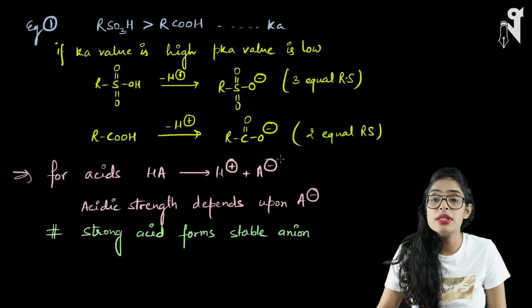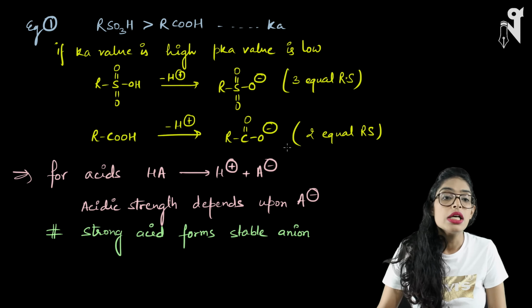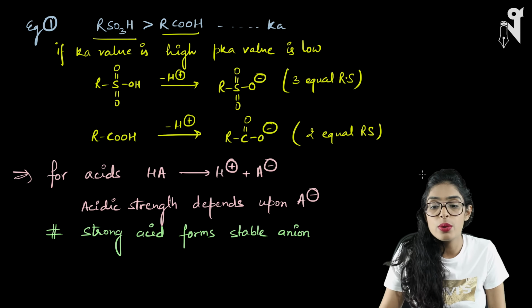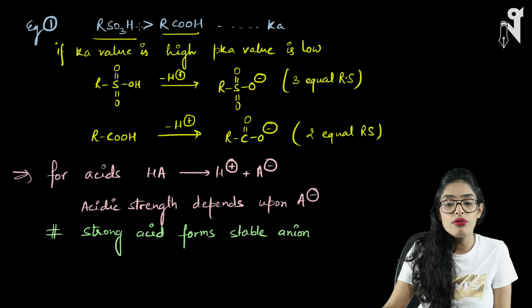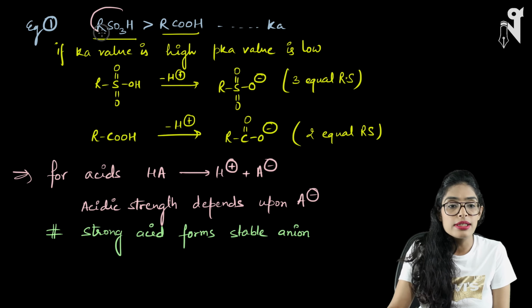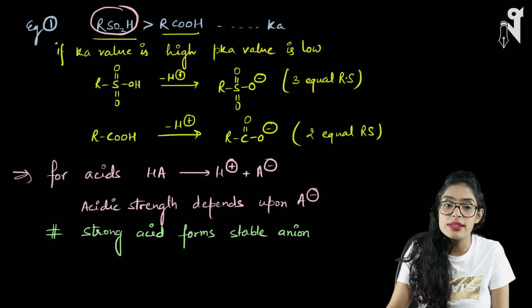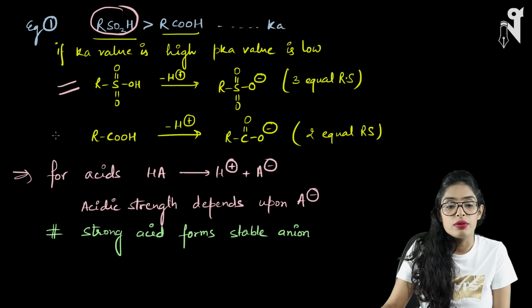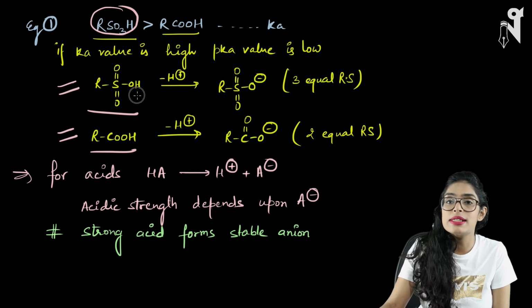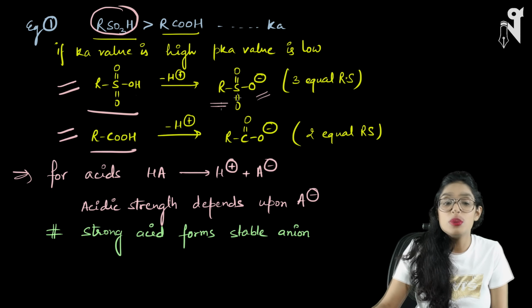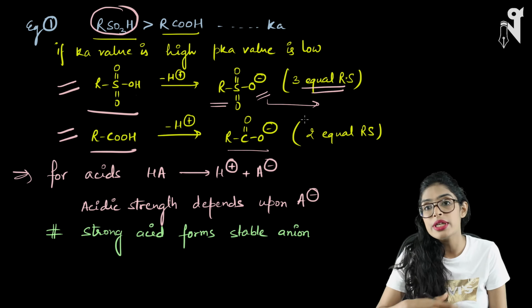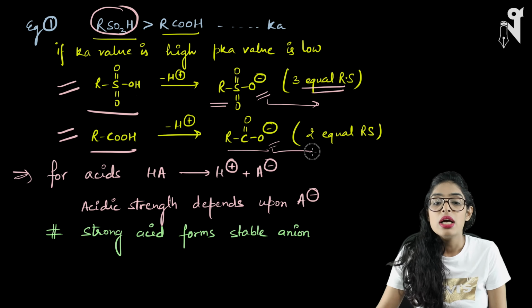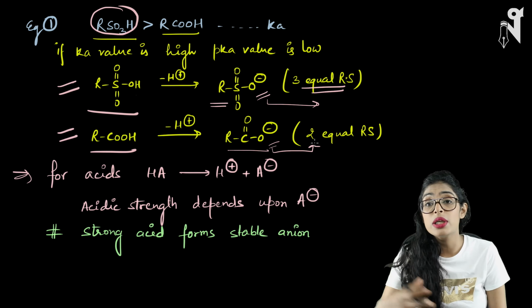Now let's look at some examples and try to implement whatever we have learned. So we have RSO3H and RCOOH. We have to compare their Ka values. That means we have to just compare the acidic strength, and the acidic strength of sulfonic acid is better than your carboxylic acid. Why is it so? Look at these structures. This is your carboxylic acid, this is your sulfonic acid. When it loses H plus, it will form RSO3 minus, and this will form RCOO minus. When you draw the resonating structures, it will form three equivalent resonating structures, whereas this molecule, that is the carboxylate ion, will form two equivalent resonating structures.